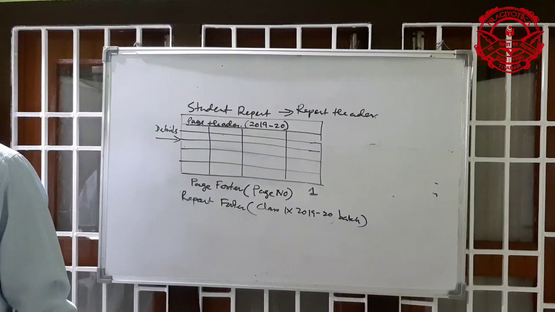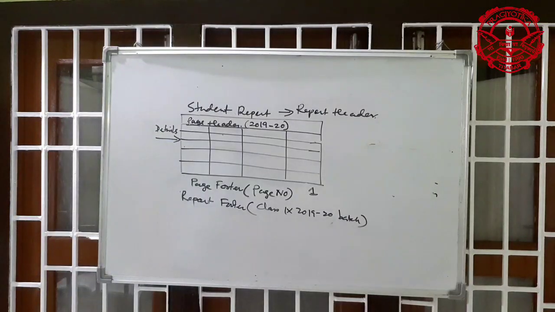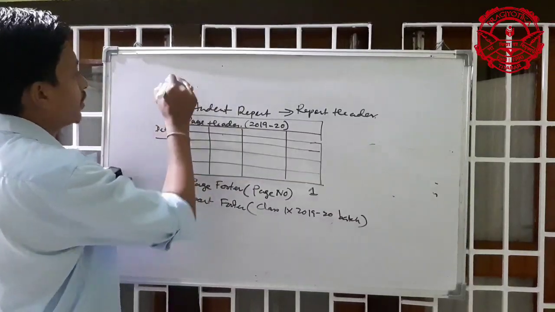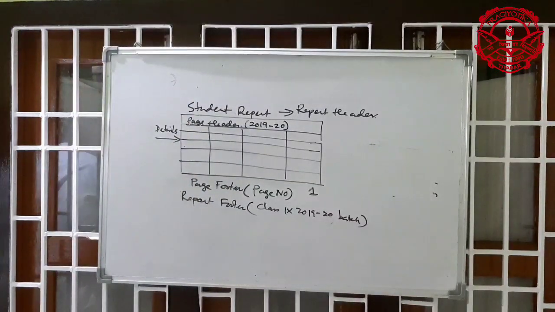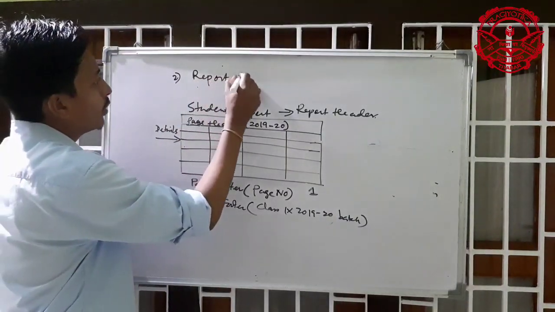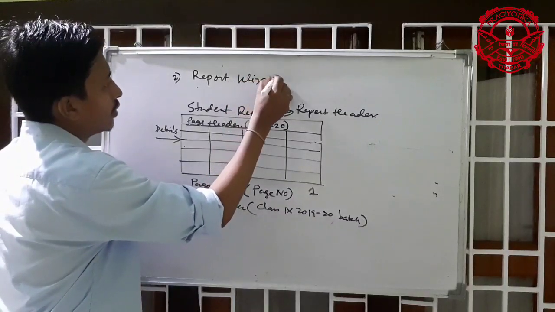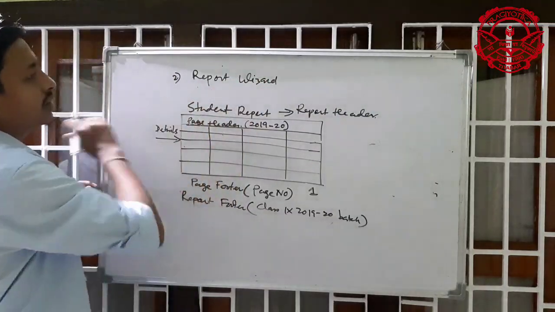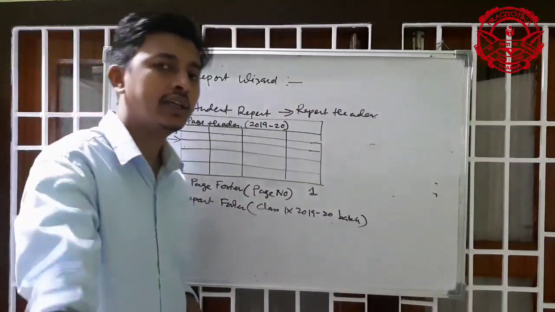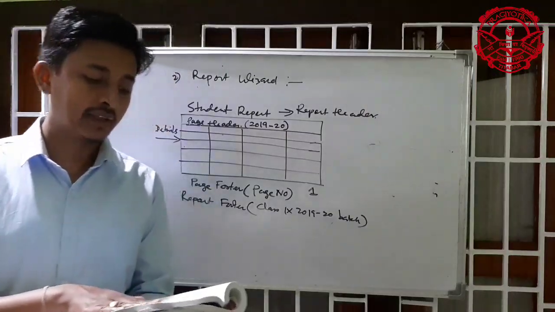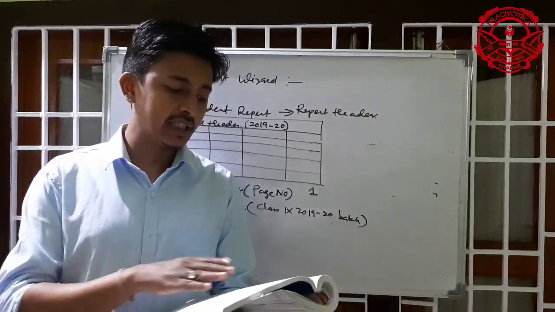Next thing is again report wizard, number 2. Report wizard is another way we can create a report. Now see, in report wizard there are again steps given here. So just go through the steps. It is very easy. Just click the report wizard.